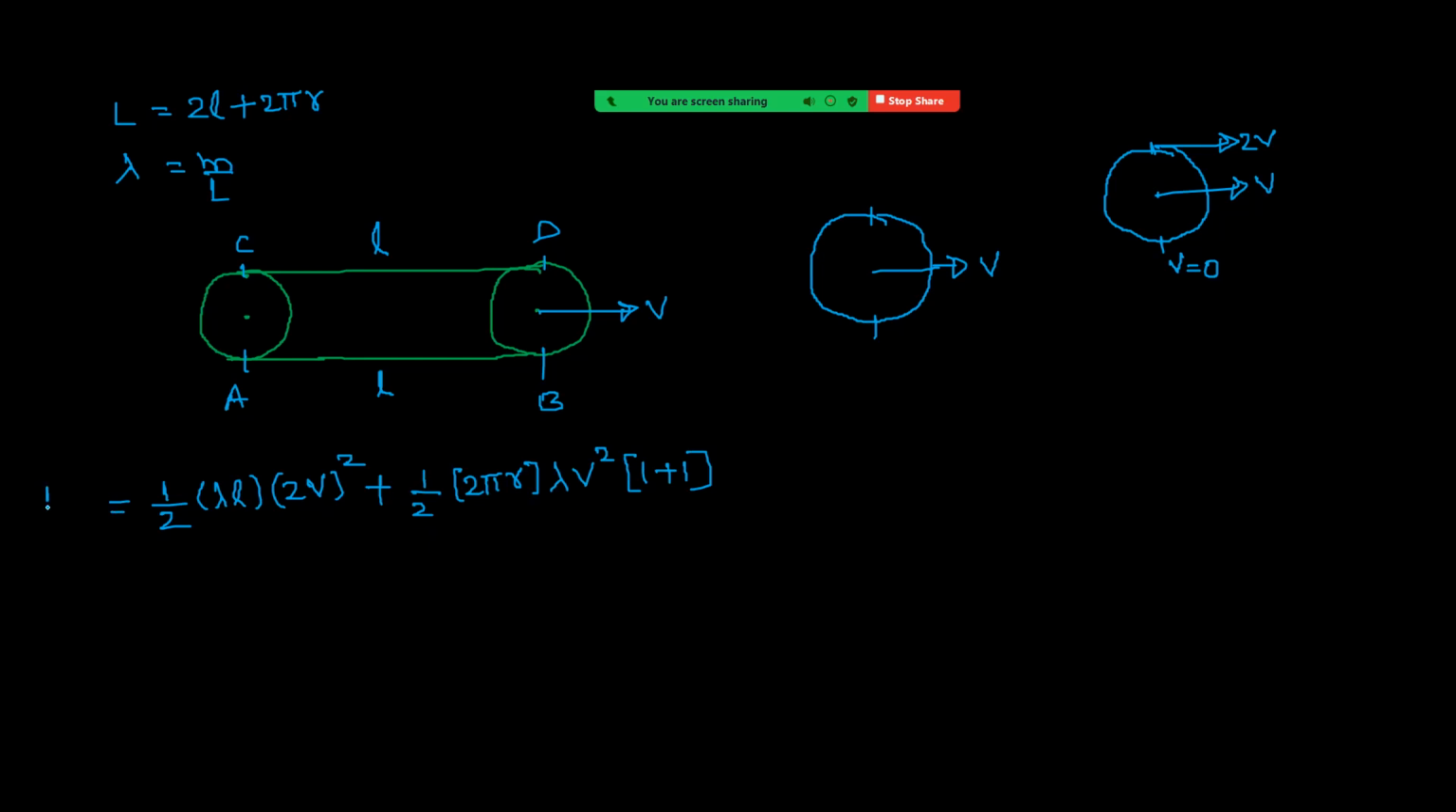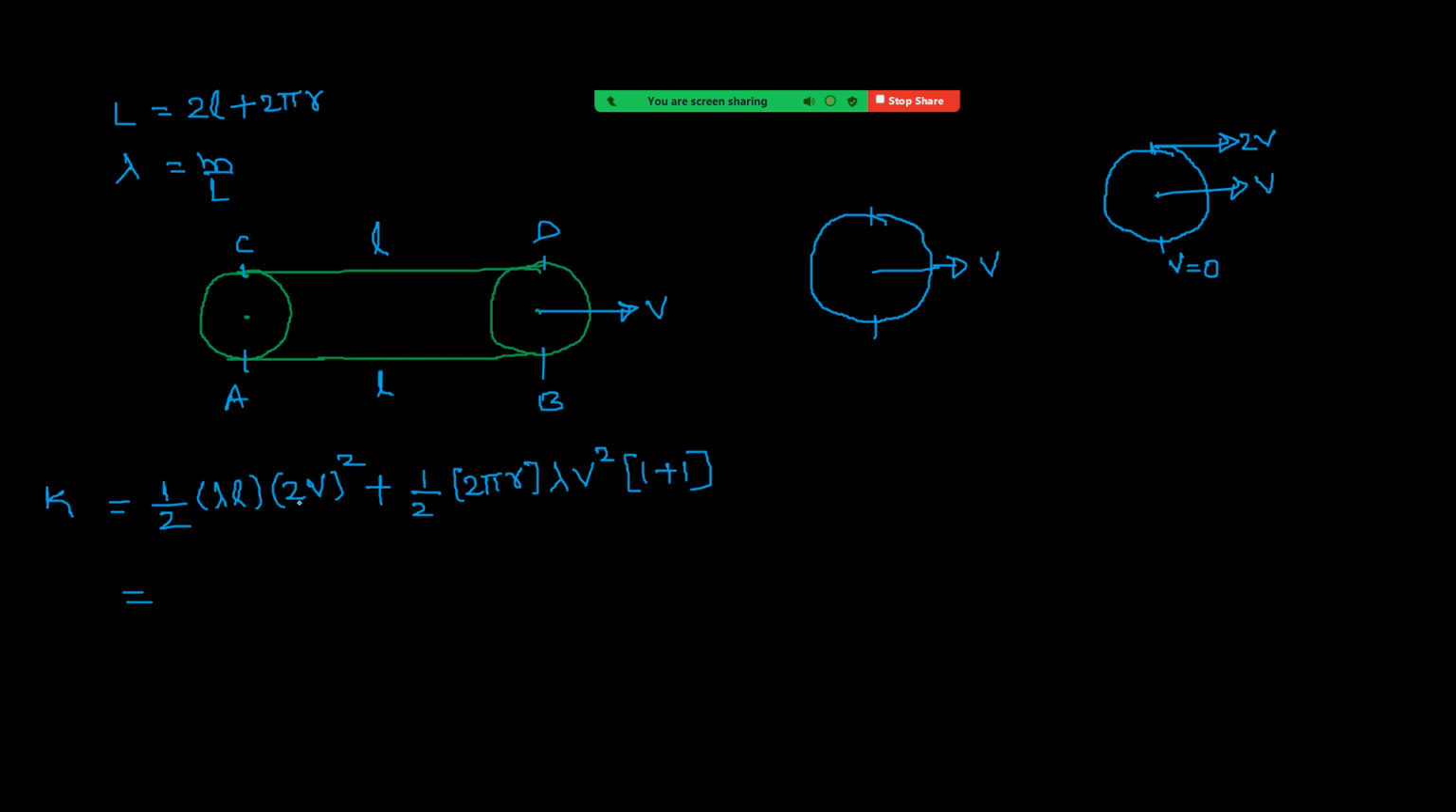So what I have done here: for the bottom, no velocity, no kinetic energy. For the top, half lambda into L, the mass of CD, into half into m into square of 2v, plus AC half part and BD half part. Those two half parts will make one ring. This ring is now rolling without slipping. Then for that ring, kinetic energy will be half m v square into 1 plus beta. This is the kinetic energy of that belt. Remaining is just a calculation part.